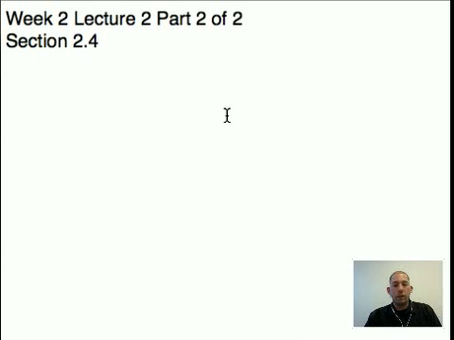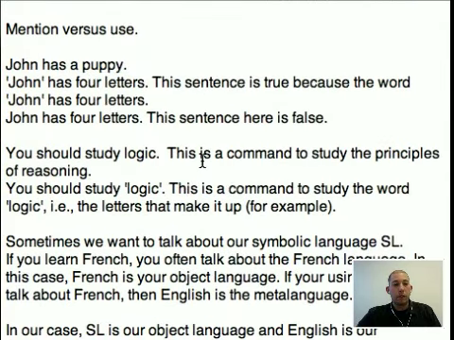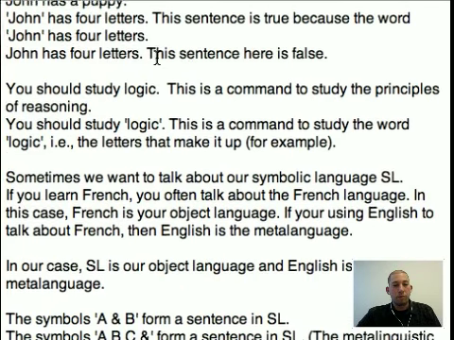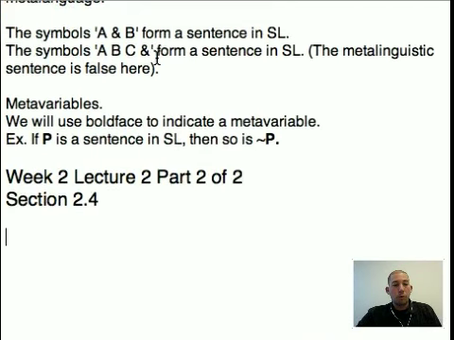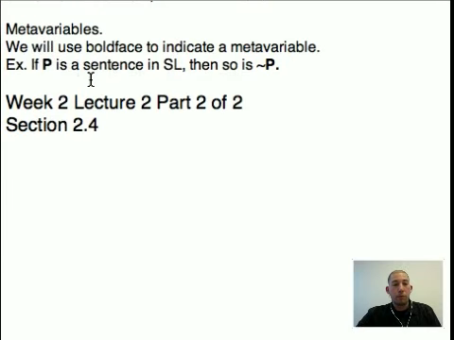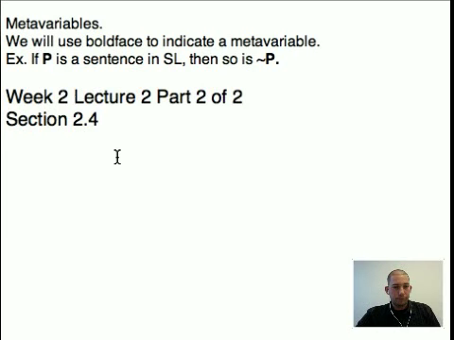So in the last lesson we made a few distinctions, and we talked about meta variables and the distinction between an object language and a meta language, and we also talked about the distinction between mention versus use. So we're now going to make use of these distinctions when we define more rigorously what counts as a sentence in our system SL, our symbolic language.